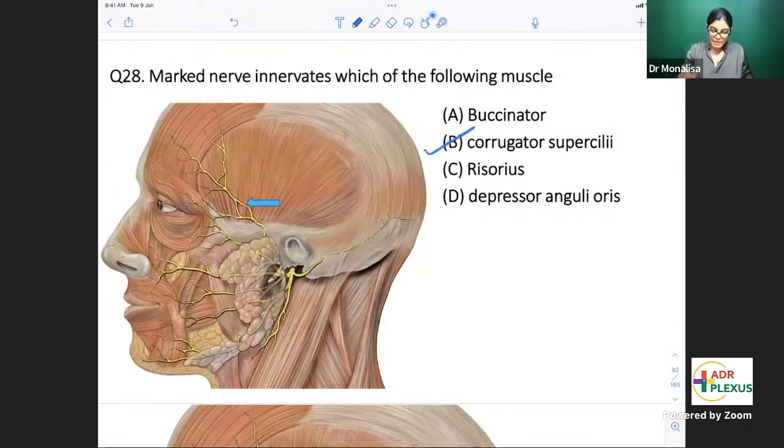Corrugator supercilii is the right answer. Yes, dear, corrugator supercilii is the right answer. The corrugator supercilii muscle, along with part of the orbicularis oculi muscle, gets innervation from the temporal, the uppermost terminal branch of the facial nerve. So corrugator supercilii is definitely the right answer.